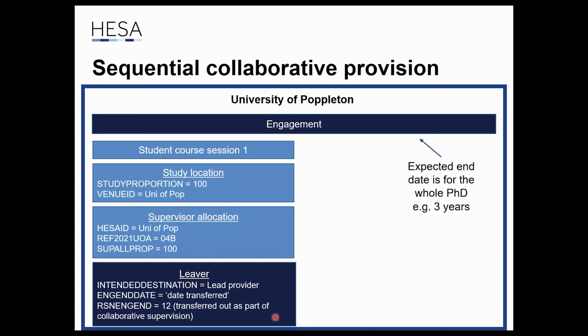So looking at other things to note, the expected end date. On the engagement, when you return that expected end date, you'd return it to reflect the whole of the PhD or whatever they're studying, which in this example, I've picked as 3 years long. You wouldn't say that it's only a year long to reflect what Poppleton is contributing to this. It would be the whole thing. That is what the student has signed up to study, is that whole program. So that is their expected end date. However, as I said, the end date on the leaver reflects the date the student transfers. That's when the University of Poppleton stops returning. So that is the end date for them. So that's after 1 year for this.